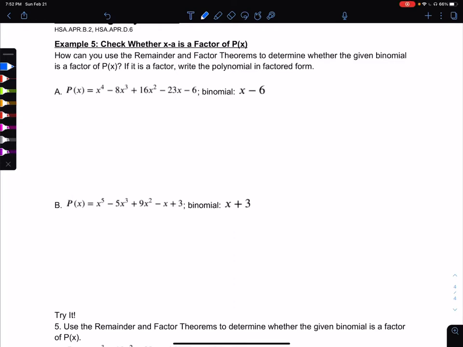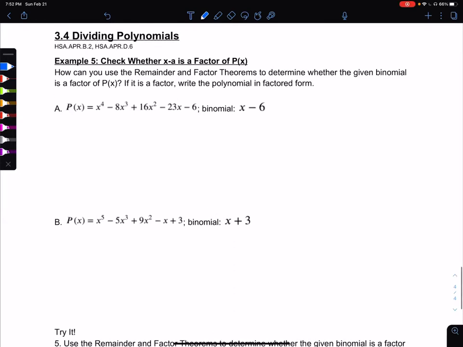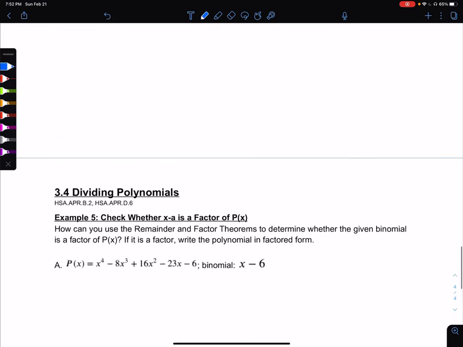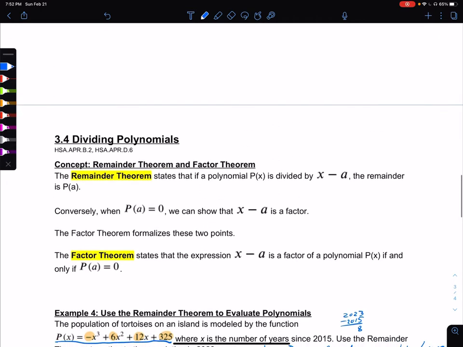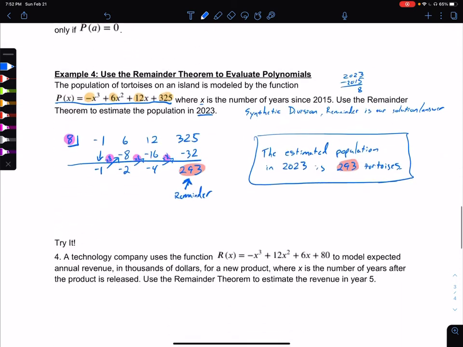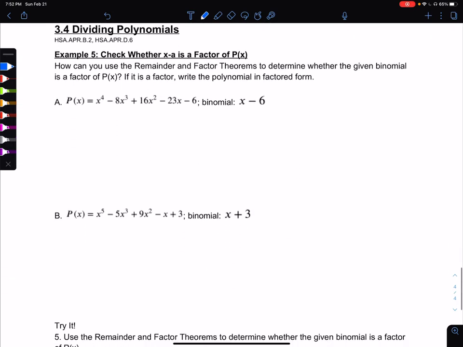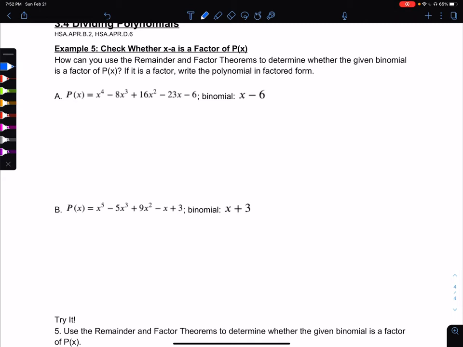Here in this video, we're going to look at example 5 from section 3.3, and we're checking whether x minus a is a factor of p of x. So we're using kind of a combination of remainder theorem and factor theorem, but really what we're looking to do is we're using synthetic division, and we want to see if there's a remainder or not.